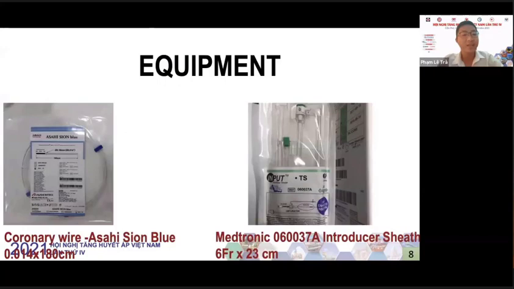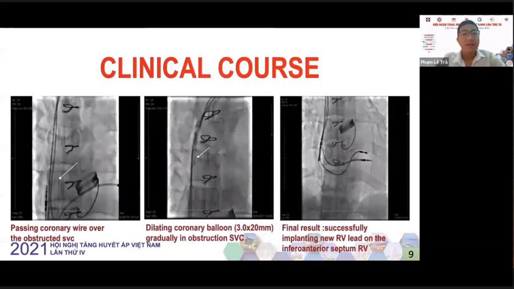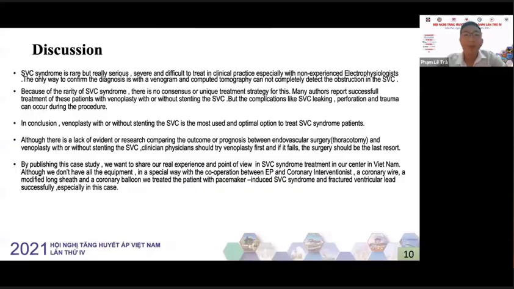You can see the coronary wire as cyan blue, 0.014 and 180, and the Medtronic introducer sheath, 6F and 23. And the clinical course: we passed the coronary wire over the obstructed SVC easily, dilating gradually with a coronary balloon, 3.0 by 20, in the obstruction. And the final result is in the right picture: successfully implanting the new RV lead on the inferior anterior septum of the RV.